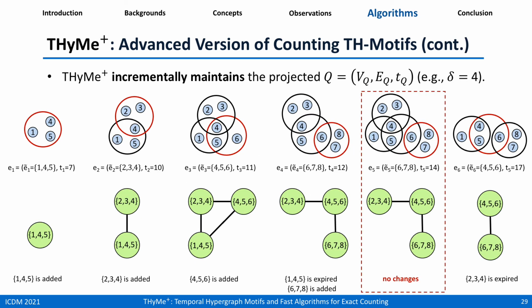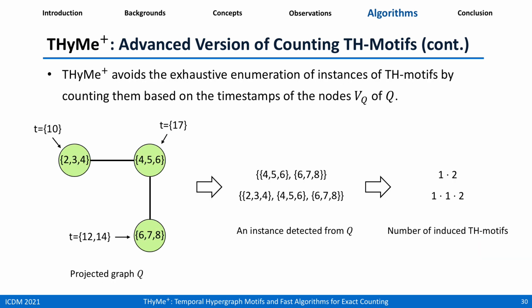Similar to the projected graph P in THyMe, THyMe+ incrementally maintains the projected graph Q based on the sliding temporal window. If a structurally same temporal hyperedge arrives within the temporal window, then the projected graph Q does not change. Different from THyMe, THyMe+ avoids the exhaustive enumeration of instances of TH-motifs by counting them based on the timestamps of the nodes.